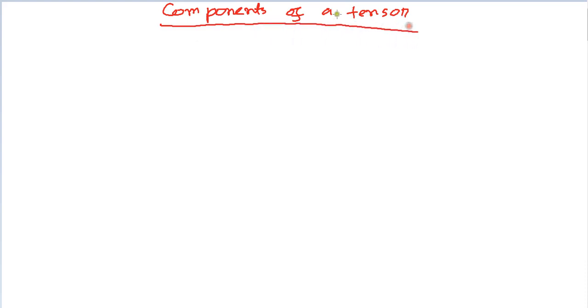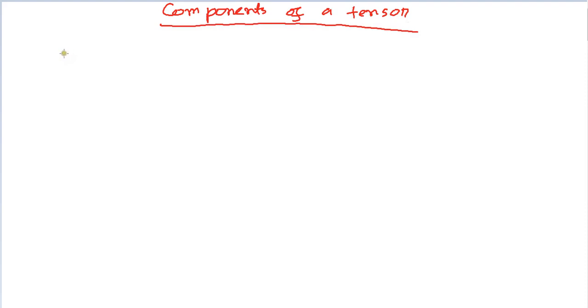In this lecture, I'm going to teach you about components of a tensor. Today's lecture is about components of a tensor. Before going to teach you all about that, I need to make you understand about the base vectors. I hope you all know the base vectors.